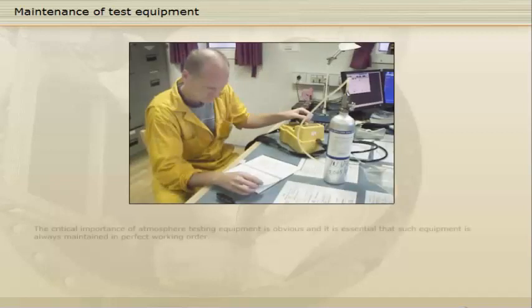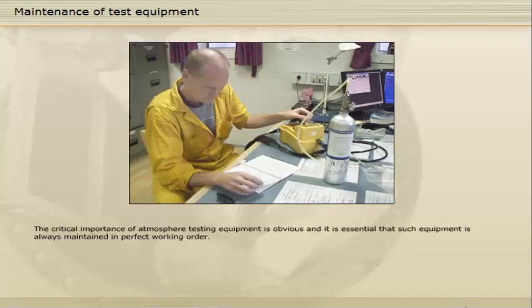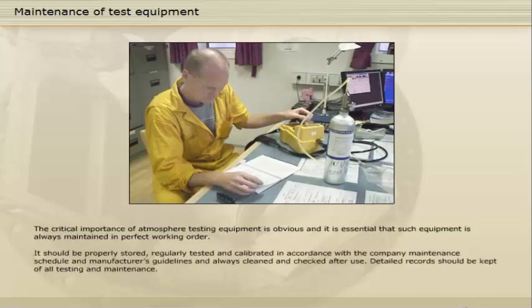The critical importance of atmosphere testing equipment is obvious, and it is essential that such equipment is always maintained in perfect working order. It should be properly stored, regularly tested, and calibrated in accordance with the company maintenance schedule and manufacturer's guidelines, and always cleaned and checked after use. Detailed records should be kept of all testing and maintenance.